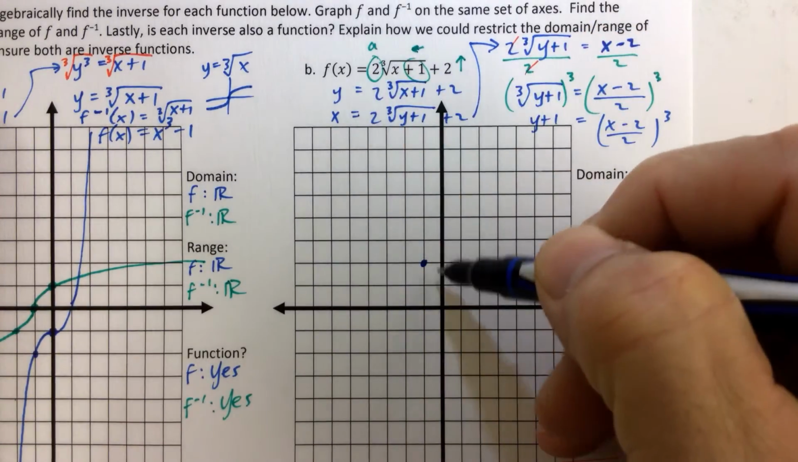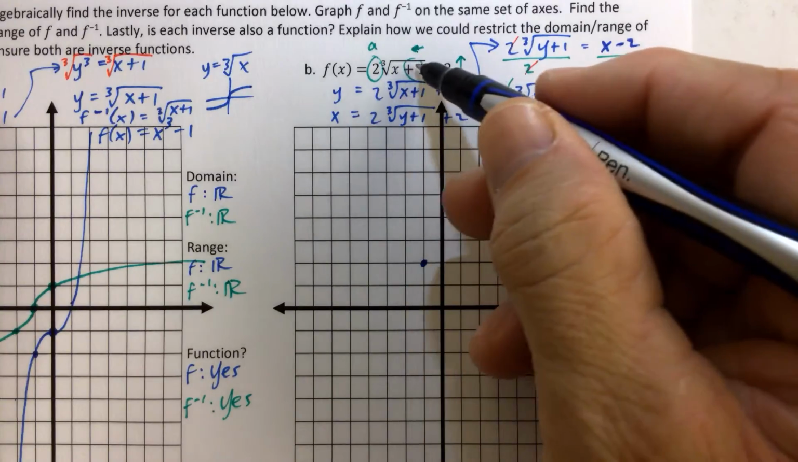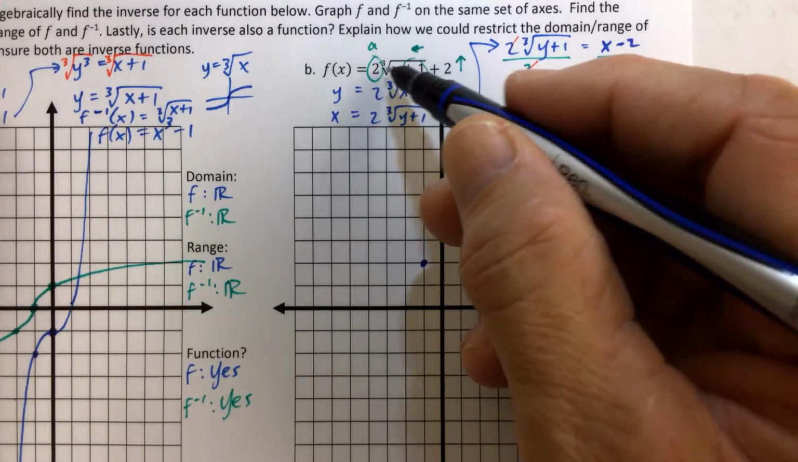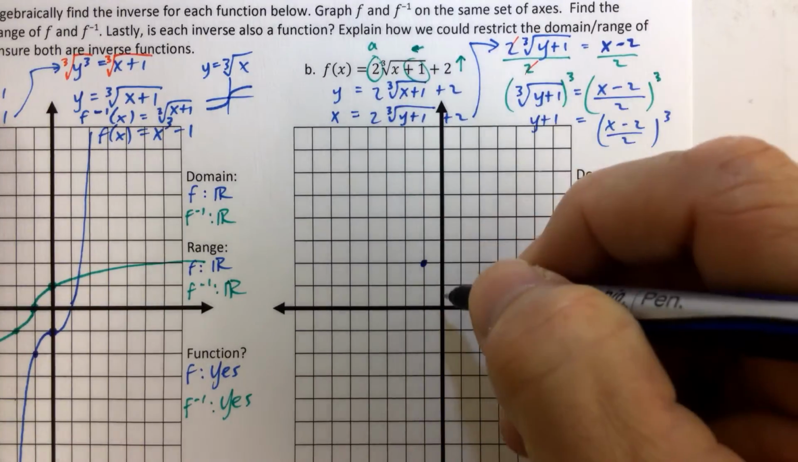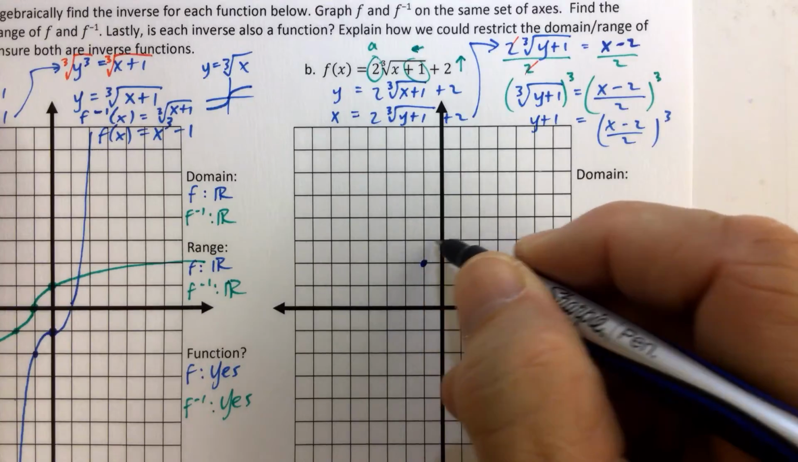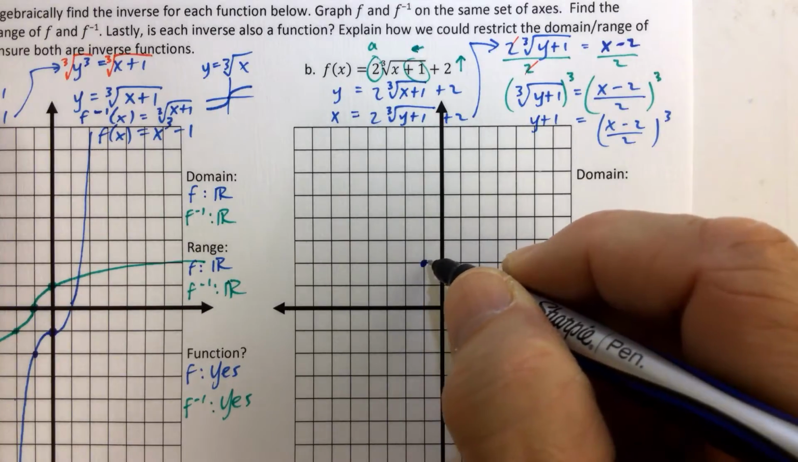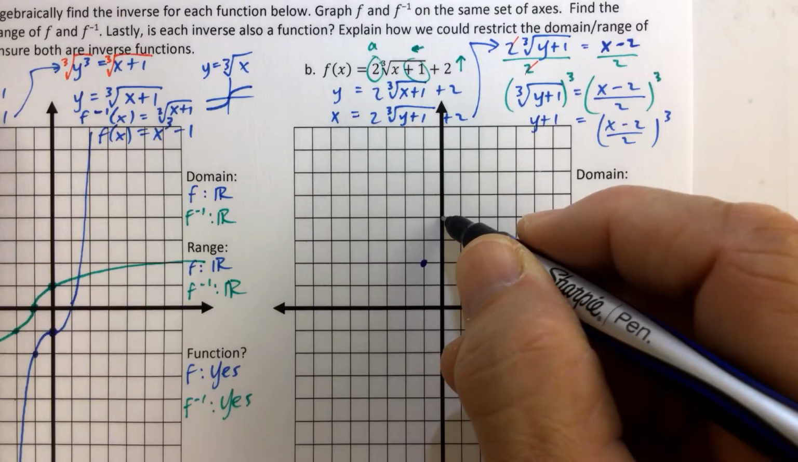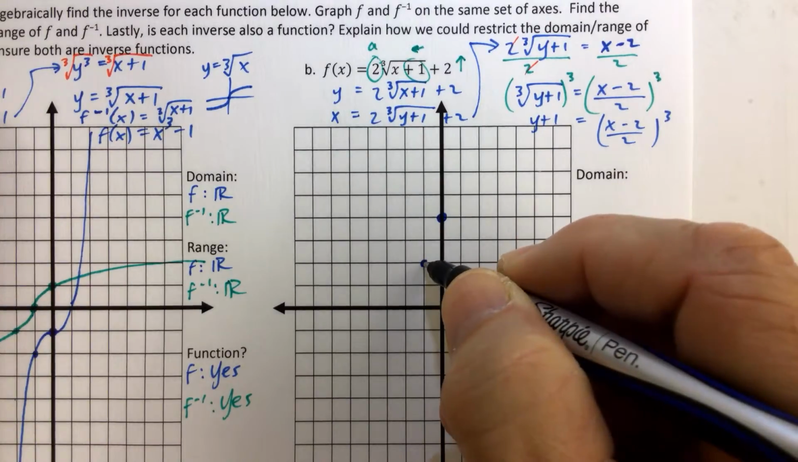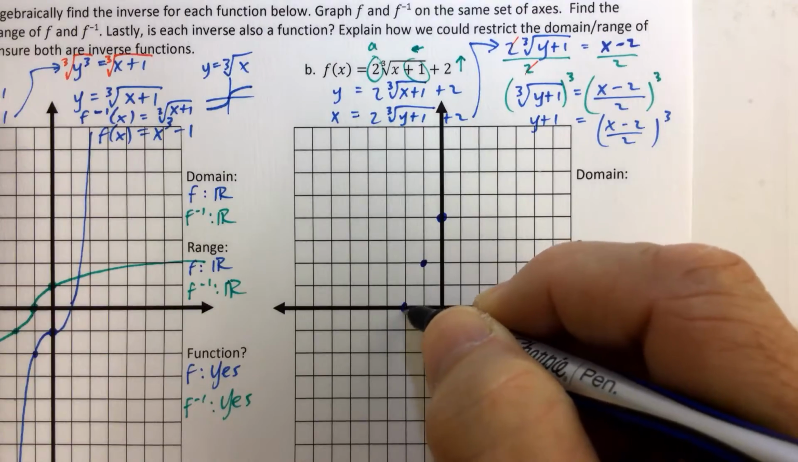So let's go ahead and plug in an x value of 0. 0 plus 1 is 1, cube root of 1 is 1, so 2 times 1 is 2, and 2 plus 2 is 4. So normally with the regular cube root function we go up 1 and over 1 and we get the next point. But here we're going to go up 2 and over 1 because the next point is 0, 4. If we go up 2 and over 1 from that point, then we're going to go down 2 and over 1 to get to the next point.